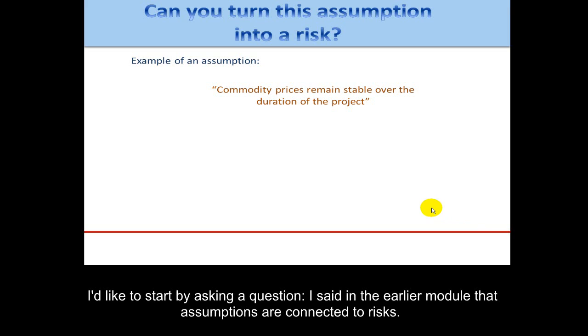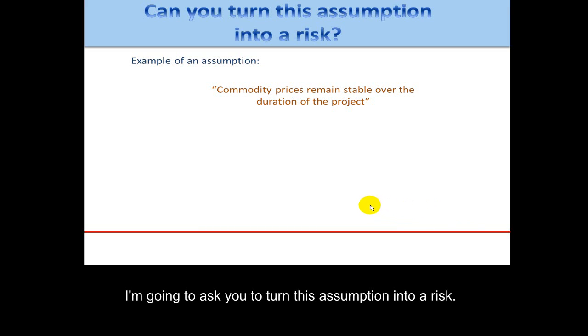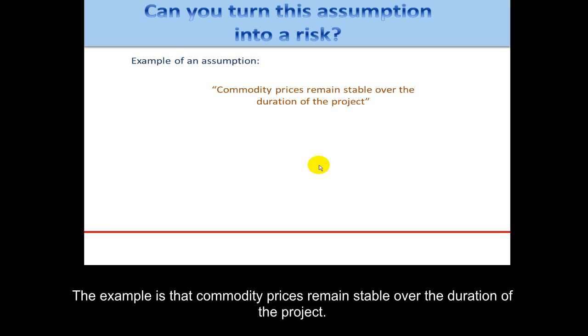I said in the earlier module that assumptions are connected to risk. So I'm going to ask, can you turn this assumption into a risk? And the example is that commodity prices remain stable over the duration of the project.